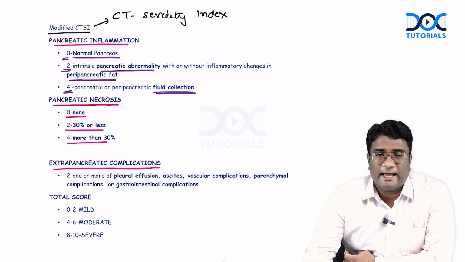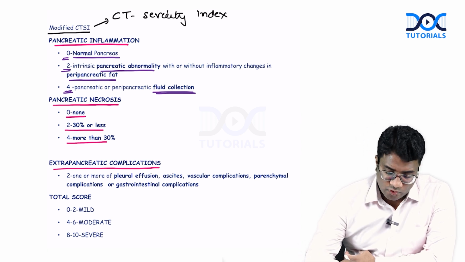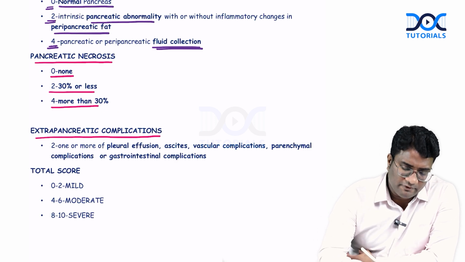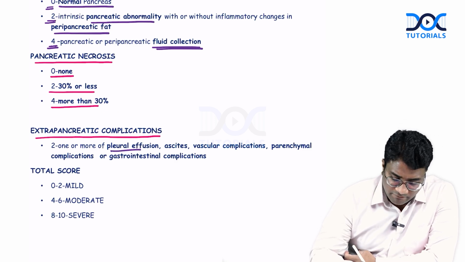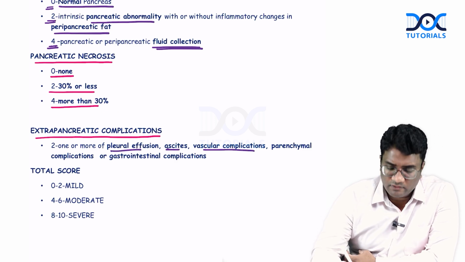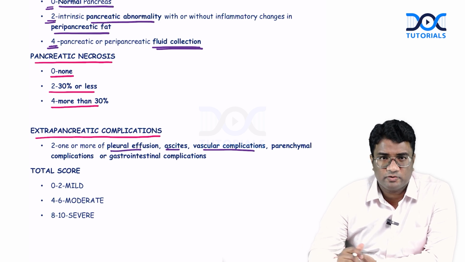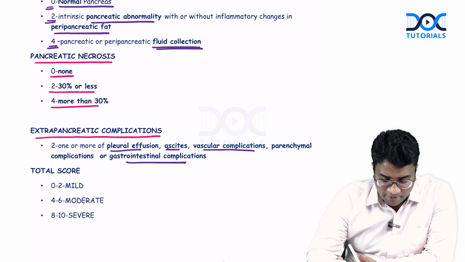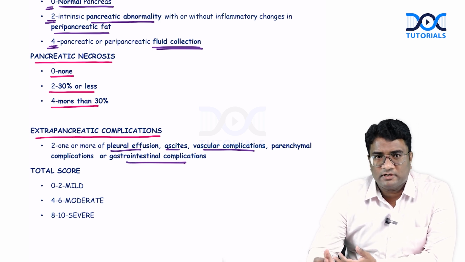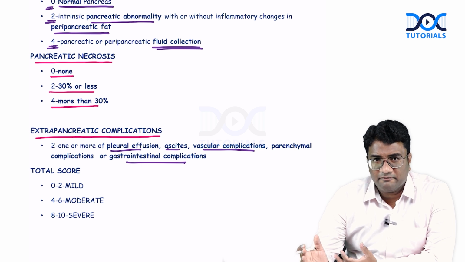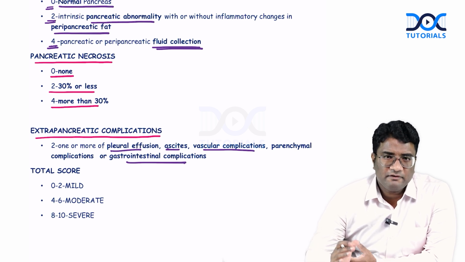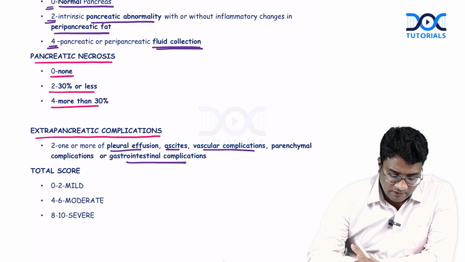Next, looking at the extra pancreatic complications. In acute pancreatitis, you may develop various complications like pleural effusions, ascites, vascular involvement. You may have splenic artery pseudoaneurysms developing. You may have perforations in the intestine. The gastrointestinal complications can develop after a very severe pancreatitis. So, whenever you have these extra pancreatic complications developing, you give it a value of 2.